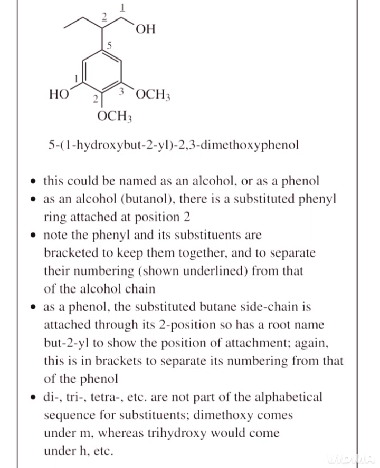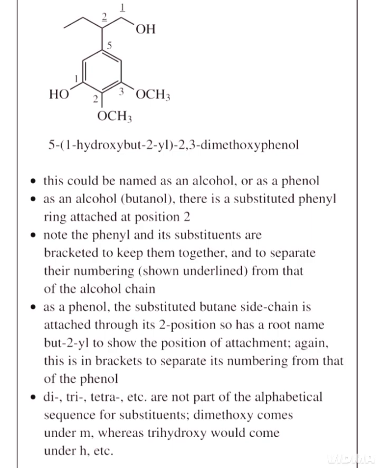This could be named as an alcohol or as a phenol. When we name it as an alcohol, we just call it systematically, and the ending is -ol. If we call it phenol, it means benzene bound with OH. As an alcohol, butanol, we just count the number of carbons, make it propyl, and add the suffix -ol. So butanol.